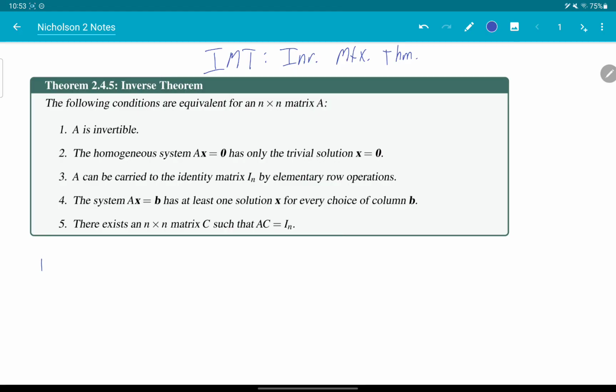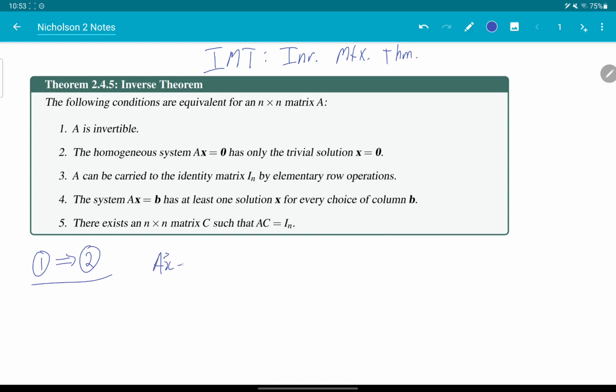So let's talk about why 1 implies 2. Okay, so if 1 is true, why does that mean 2 is true? If A is invertible, then why does this homogeneous system only have one solution? Well, if I have the homogeneous system, then I can multiply both sides by A inverse, can't I? And I get x is the 0 vector.